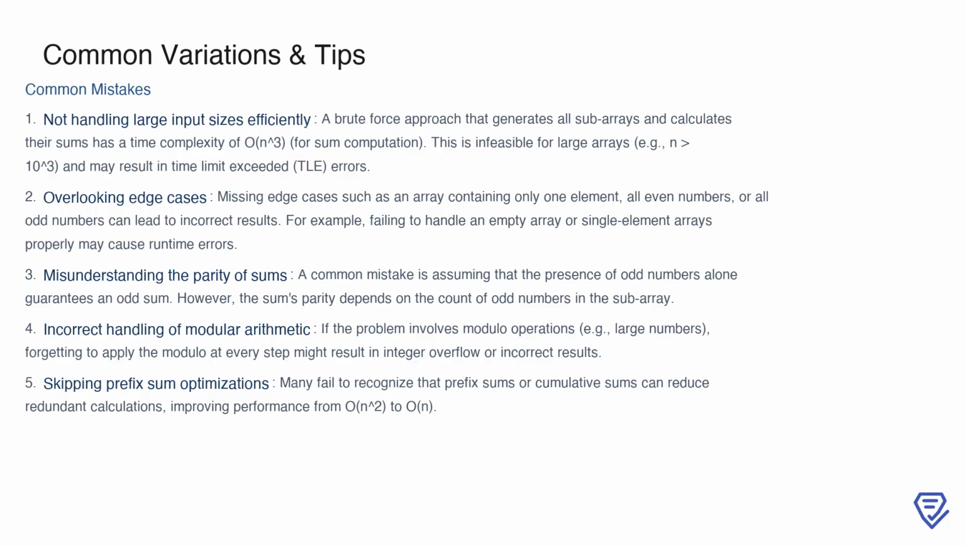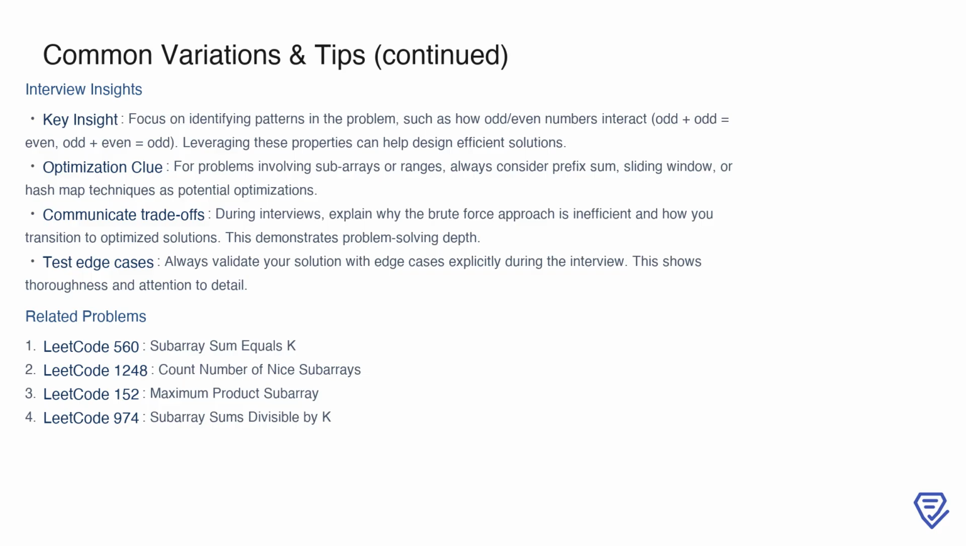Additionally, incorrect handling of modular arithmetic is a frequent issue. If the problem involves modulo operations, forgetting to apply the modulo at every step can lead to integer overflow or inaccurate results. Lastly, many people skip prefix sum optimizations, which is a missed opportunity to reduce redundant calculations. Without leveraging prefix sums, the solution's time complexity can remain quadratic, whereas it could be improved to linear time with this optimization.